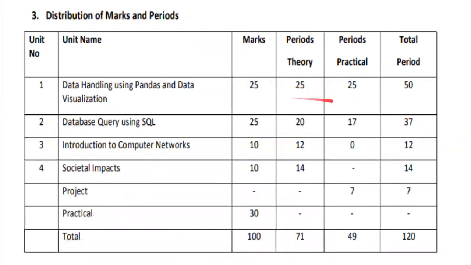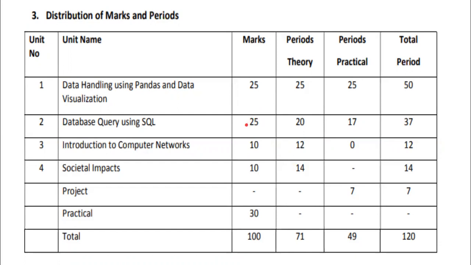You need not worry about the periods, practical, all that. Then unit number 2, that is database query using SQL, again 25 marks. So overall out of 70, the first 2 units contain 50 marks: data handling using Pandas and data visualization is 25 marks, then database query using SQL is again 25 marks. So getting the passing mark in IP is not so difficult, because only if you study this SQL itself, you will get the passing mark.